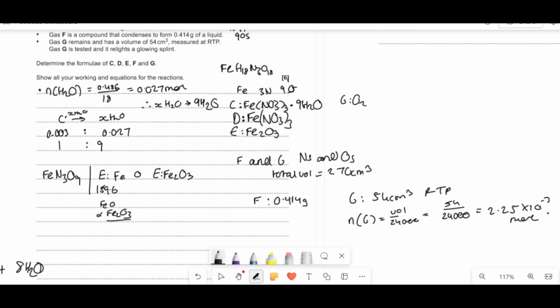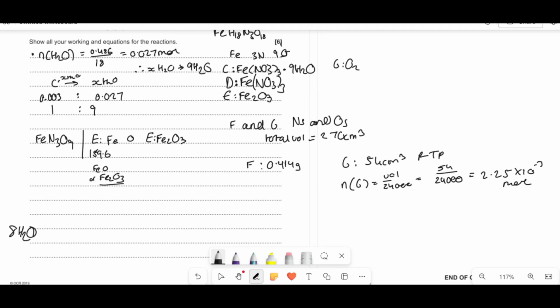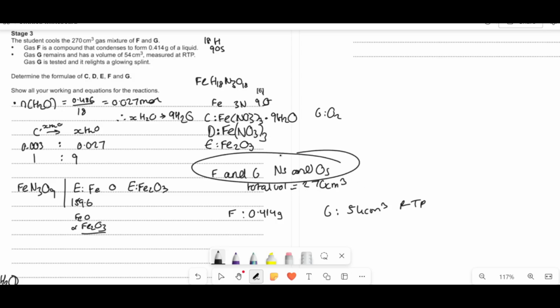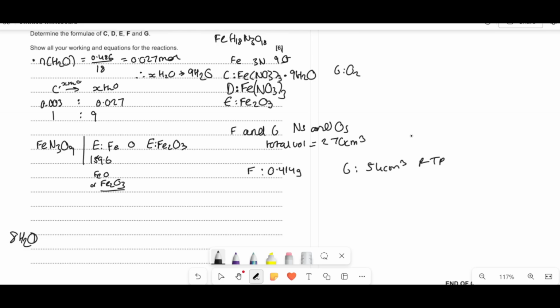The reason I've worked that out is because we'll have some number of moles of these, and these will eventually give you this gas volume in total, right? Because this is the total volume of these two gases mixed together, remember that you can just add up the volumes to get the total volume, and because we're modeling them as ideal gases, both at room temperature, the volume that F would have had, before it condensed, would have been 270 minus 54, which if we do that, we get 216, right? We can work out the moles of F by using its volume over 24,000, by doing 216 over 24,000. If you do that, you get 0.009 moles.